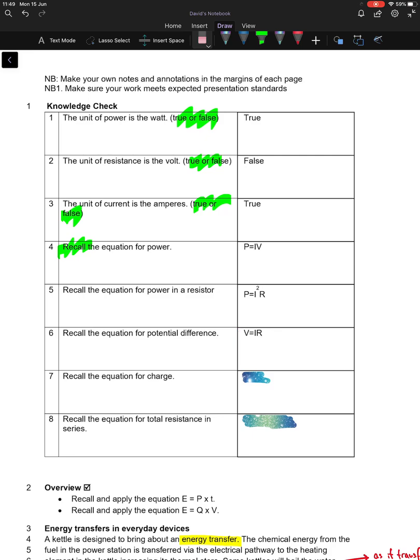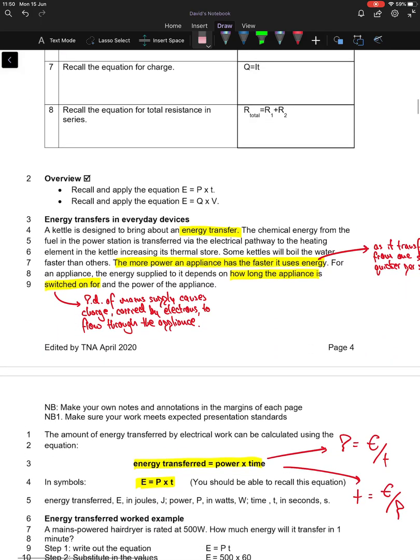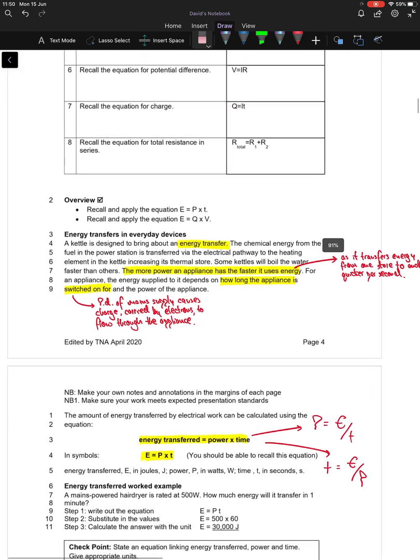We call the equation for potential difference, this is also Ohm's law, V equals IR. We call the equation for charge, Q equals current I times T, time. And then how do you calculate the total resistance in a series circuit? Add up the resistances of the individual resistors.